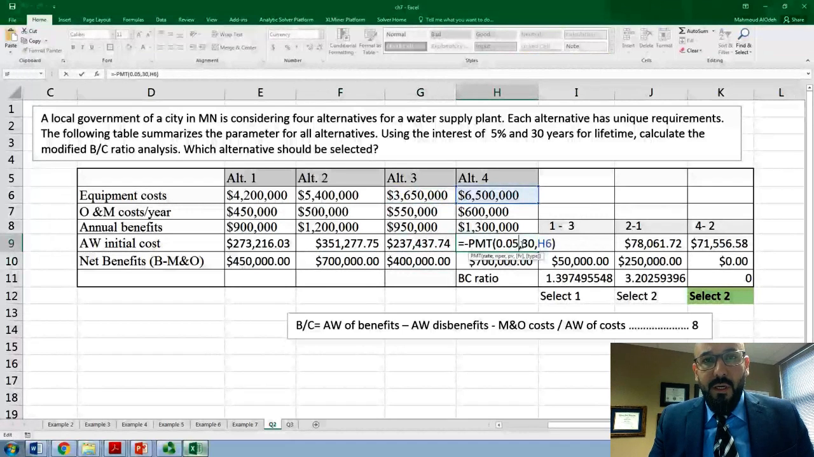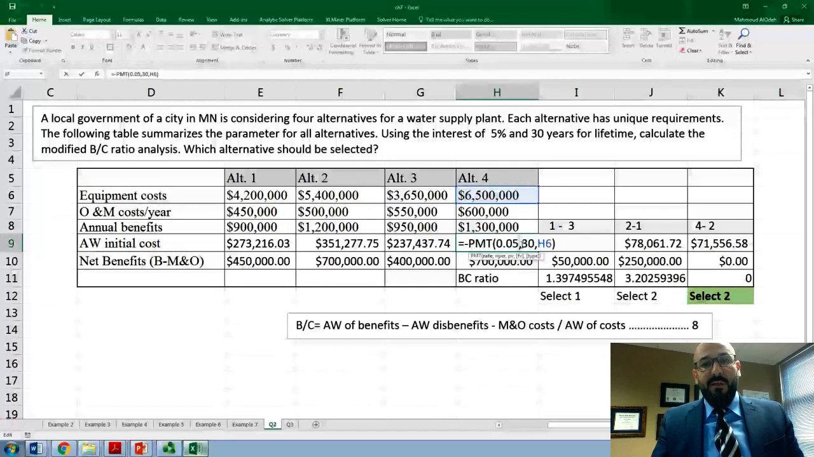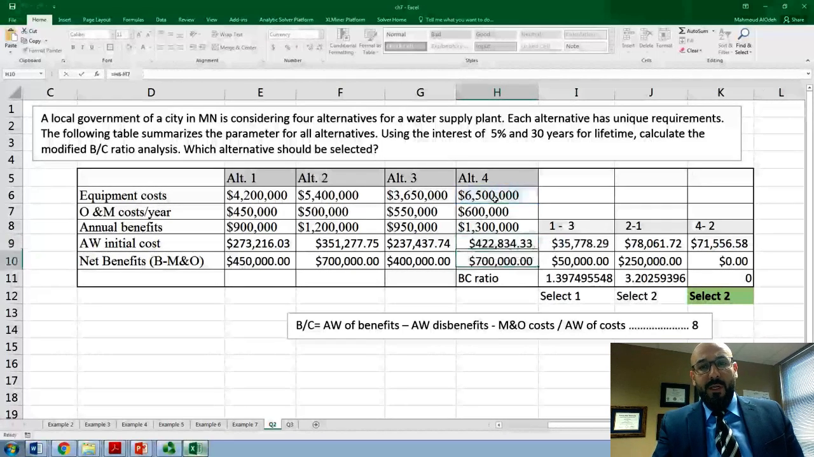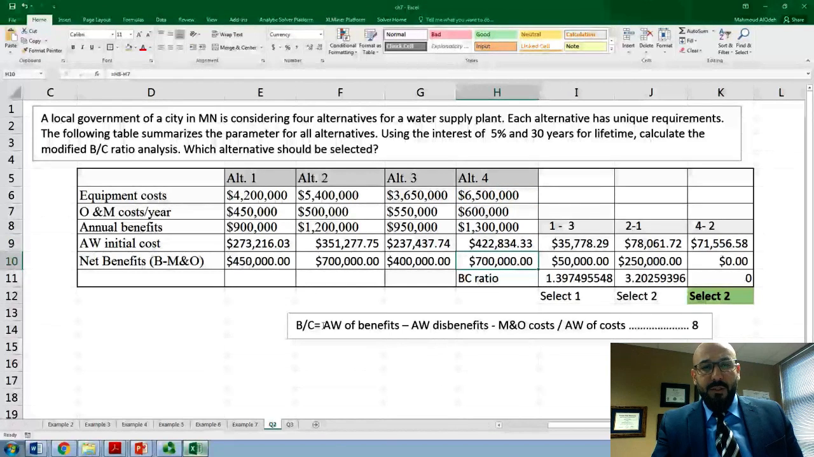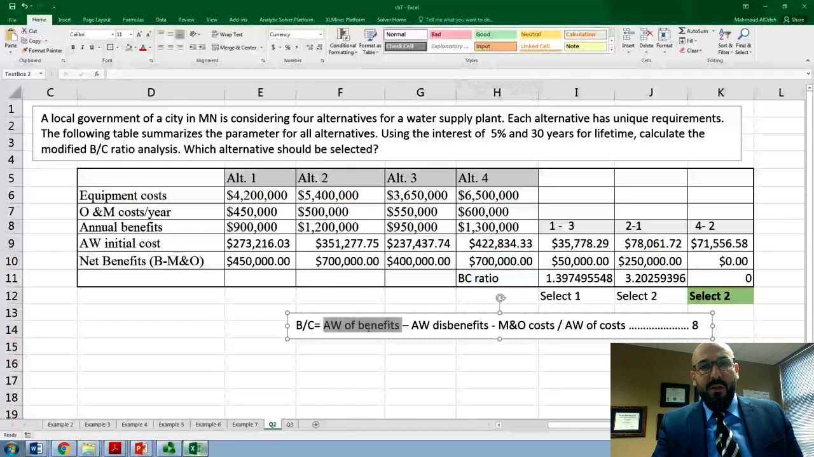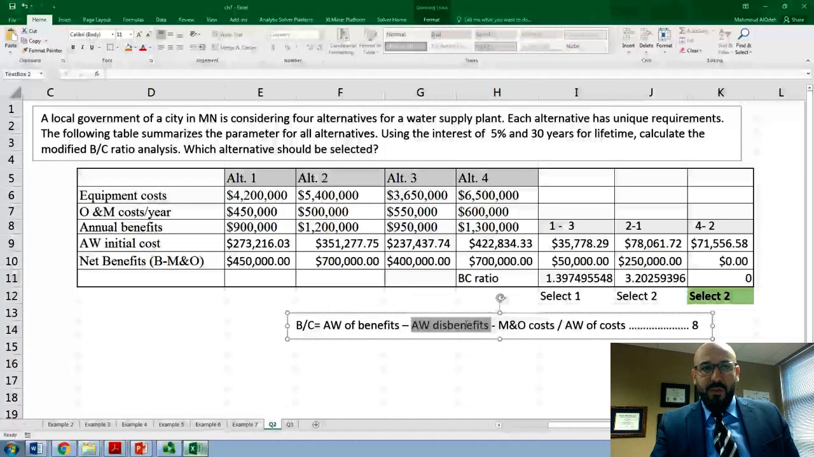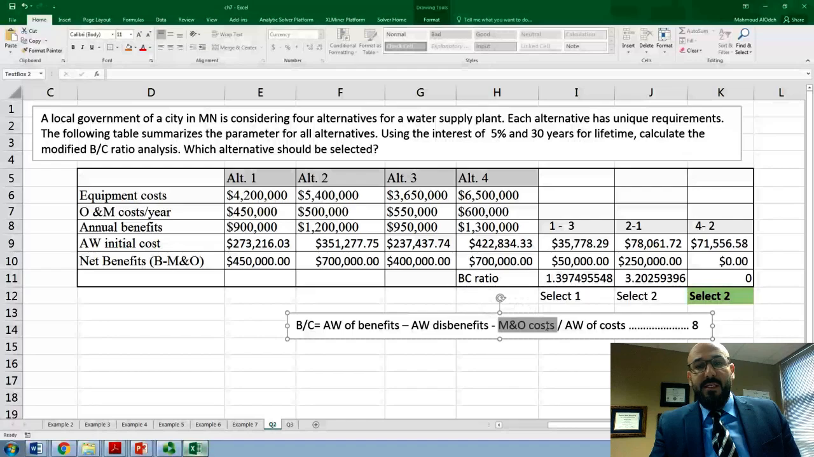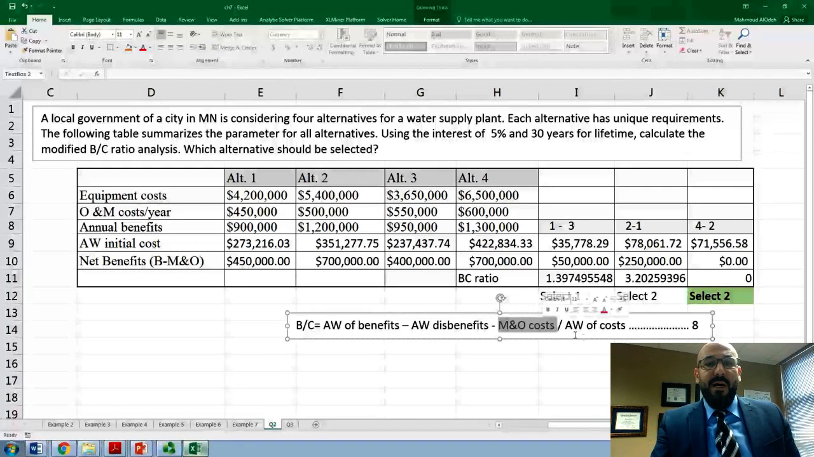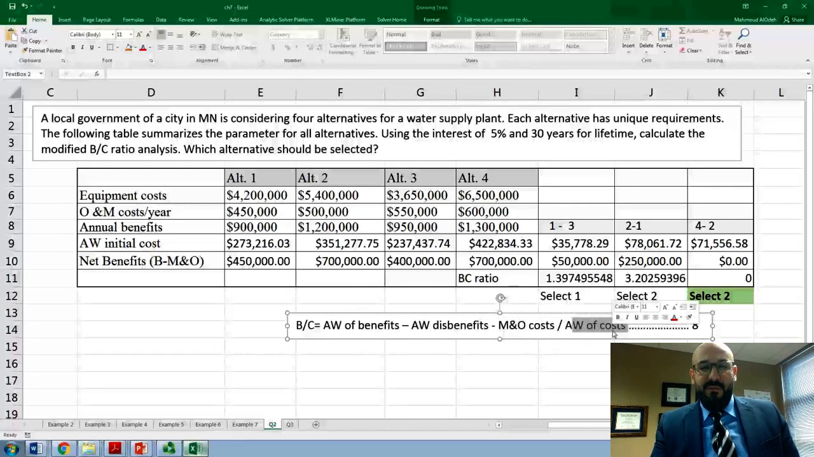Again, what we do here is use the PMT function to calculate the equivalent of this present worth, for example, of the 6.5 million. What would be the equivalent? The next step, since we're talking about the modified BC ratio, we're going to use this equation. BC would be the annual worth of benefit minus the annual worth of disbenefits, which we don't have in this question, minus the maintenance and operational cost, divided by the annual worth of cost.